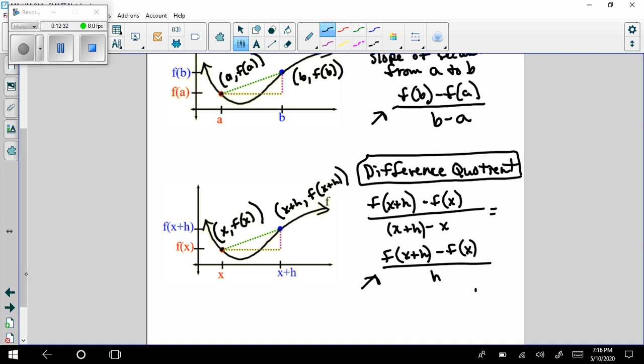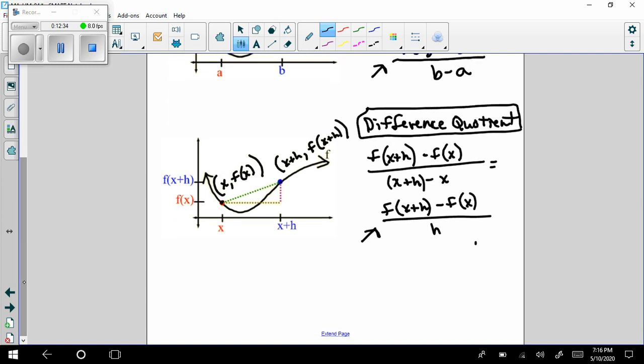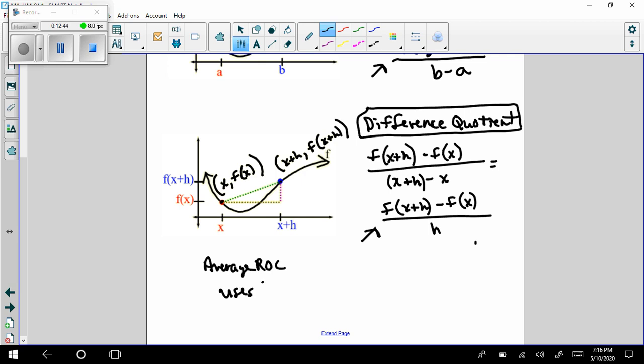So the only difference is the average rate of change uses numbers, and difference quotient uses X's and H's. Or it doesn't have to be an X value, it could be anything. But typically it's going to have an H.